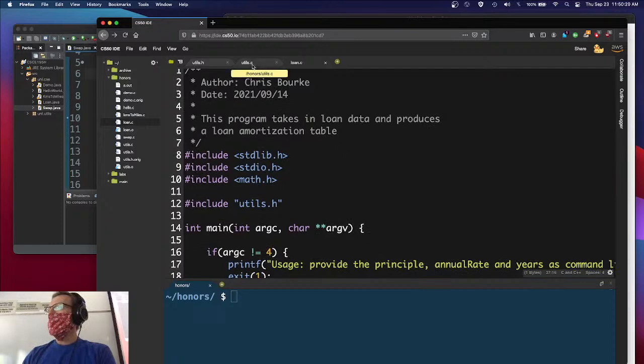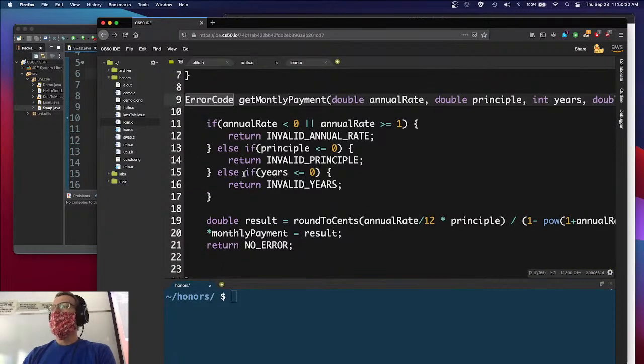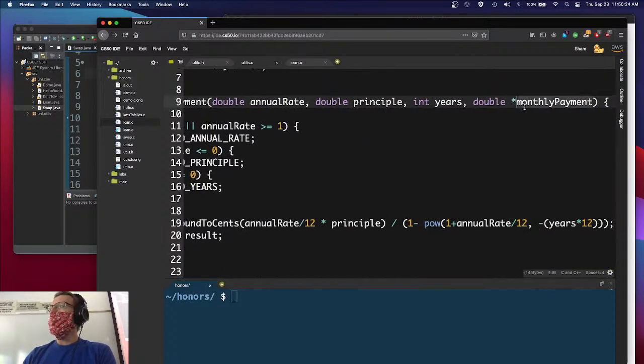Let's go back over here to our C example. And now that we've changed everything, there's another potential error that we might have to deal with. Double star monthly payment. What's a potentially bad input for monthly payment now? Remember what Bret Hart said.